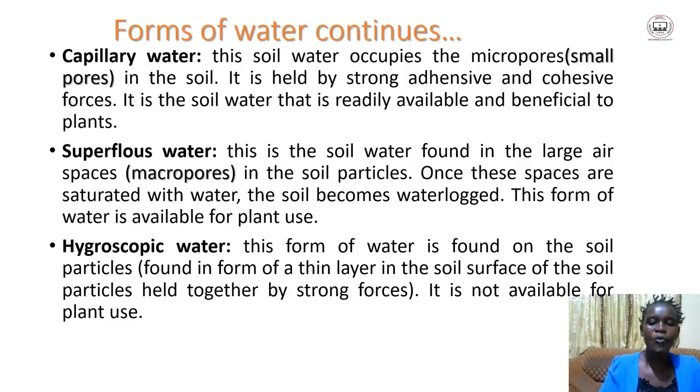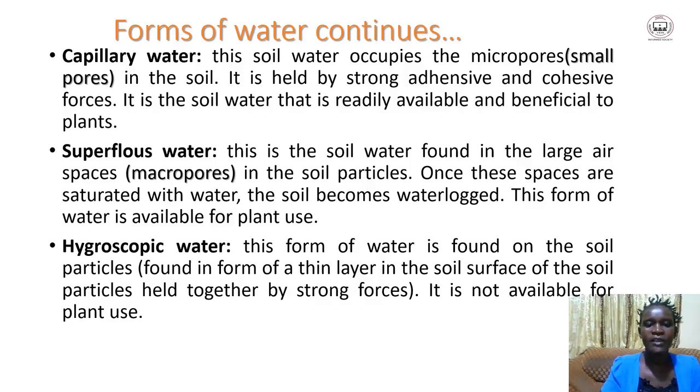And we have another form of water which is extraordinary. This one is what we call hygroscopic water. Earlier on, I said that most of the times the water is found in the pores, in the soil spaces. But this form of water, so-called hygroscopic water, is found on the soil particles. They are found in the form of a thin layer on the surface of the soil particles, and they are held together by strong forces. And most of the times, this form of water is not available for plant use.